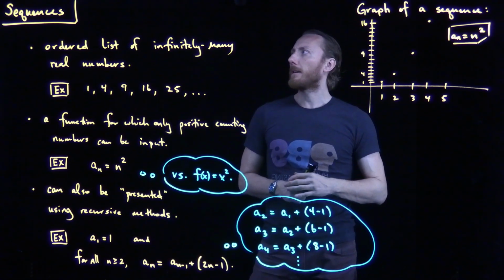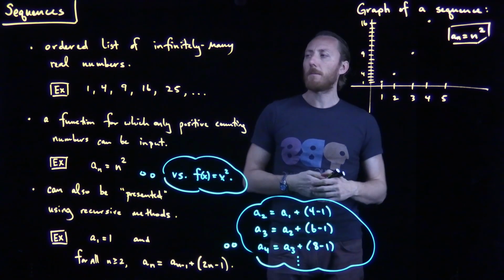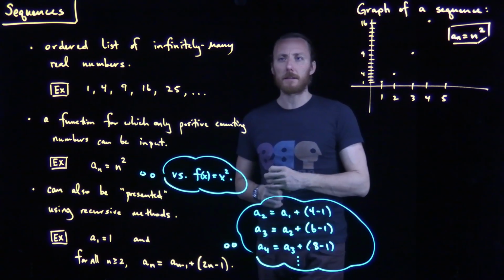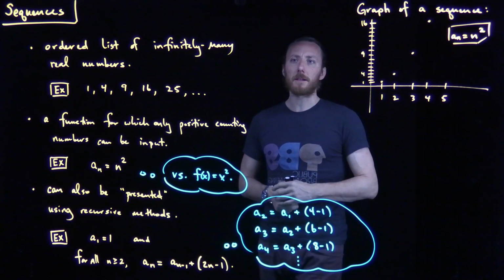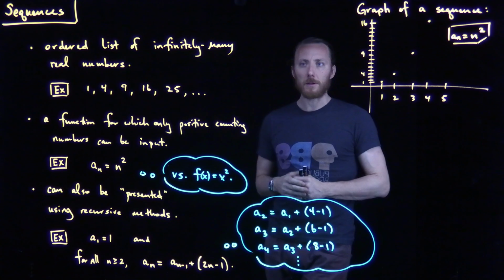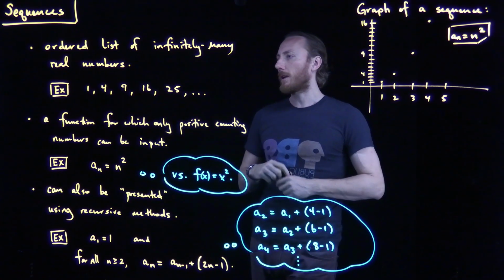All right, welcome back. So today we are going to discuss sequences, which can be looked at through a number of lenses. One way we look at sequences is to view them as an ordered list of infinitely many real numbers. Ordered in the sense that there's a first one, there's a second one, there's a third one, and so on.